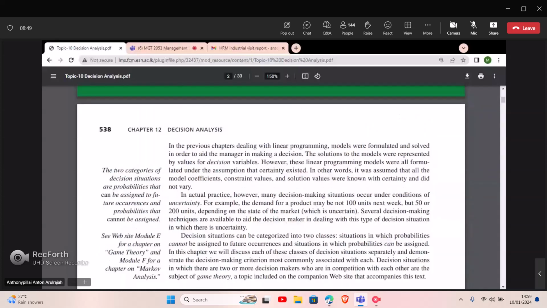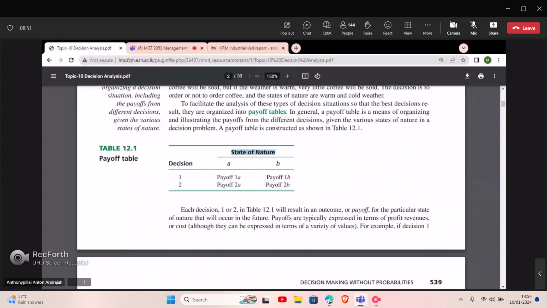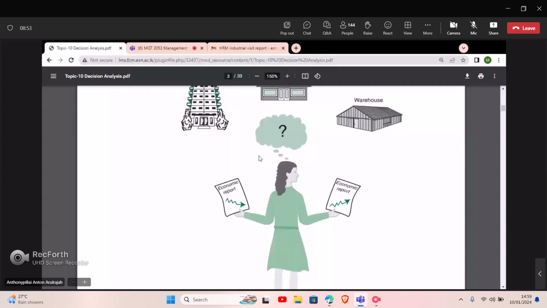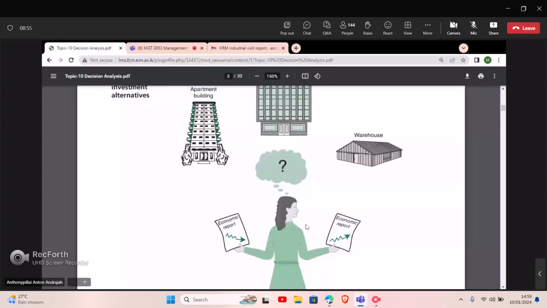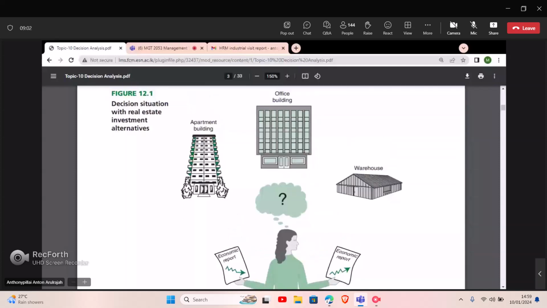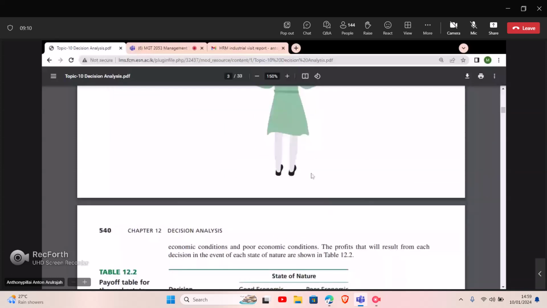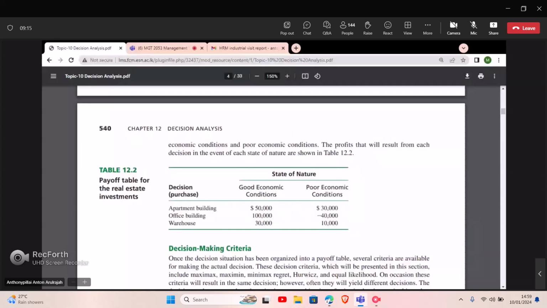Here you see the decision maker. The decision situation is whether to go for a real estate investment or not. There are three things we can go for: purchasing an apartment building, an office building, or a warehouse.